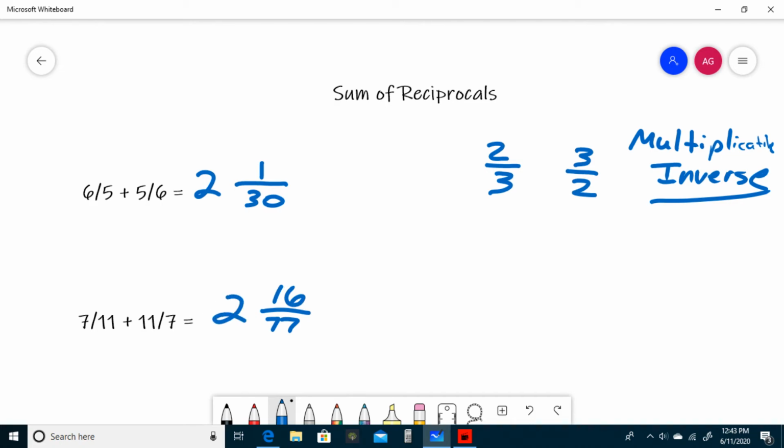To recap, multiply the denominators. 11 times 7 is 77, and that's our denominator. Then subtract the numerator and the denominator. 11 minus 7 is 4, and 4 squared is 16. So that's our numerator, and then always add 2.